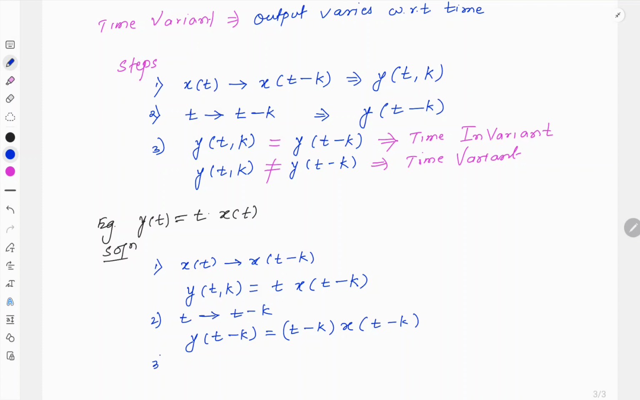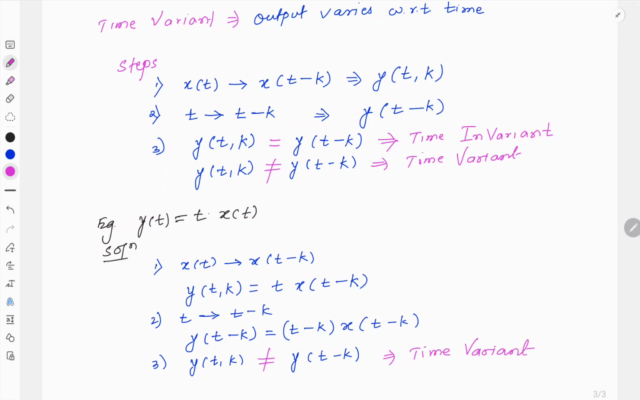Now in step number 3, we need to compare these two equations, y of t comma k with y of t minus k. If we look at this, y of t comma k is t into x of t minus k, and y of t minus k is t minus k into x of t minus k. The x term is the same, but the multiplying factor of x in the first case is t, and in the second case it is t minus k. So these equations are not equal. Therefore, this system is said to be a time variant system.